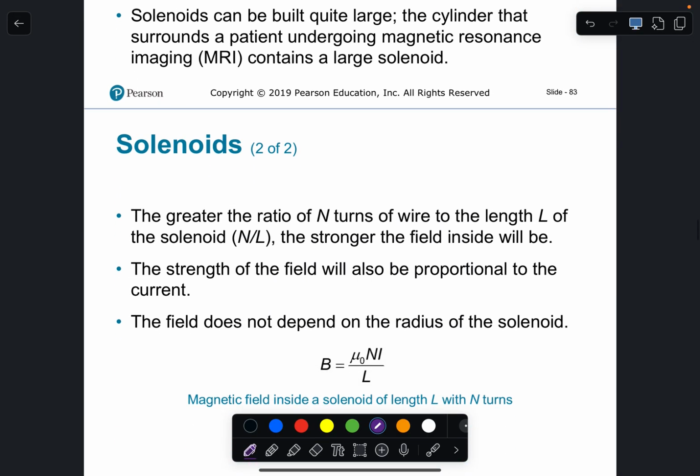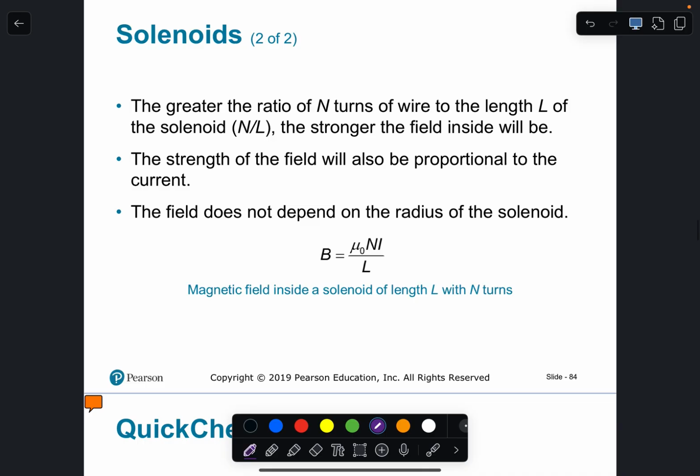Okay? And so the equation for a solenoid is mu naught times the number of turns times the current divided by L. So you can see that 2 goes away. So finally, we got rid of the pi, we got rid of the 2, and now for a solenoid, we simply have the length. All right? So that is the equation for the magnitude of a magnetic field inside the solenoid.